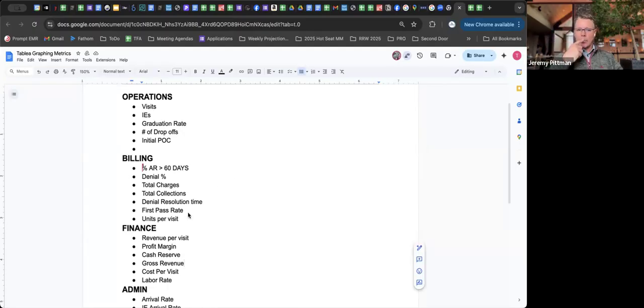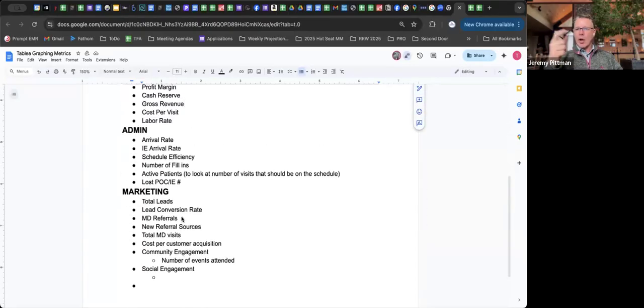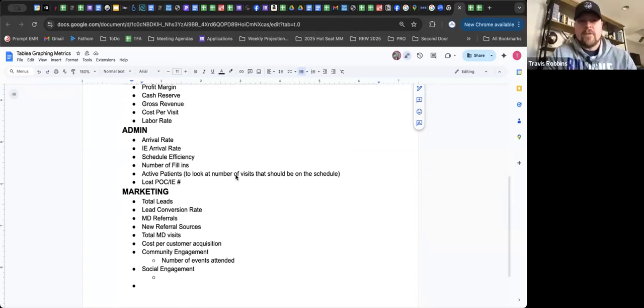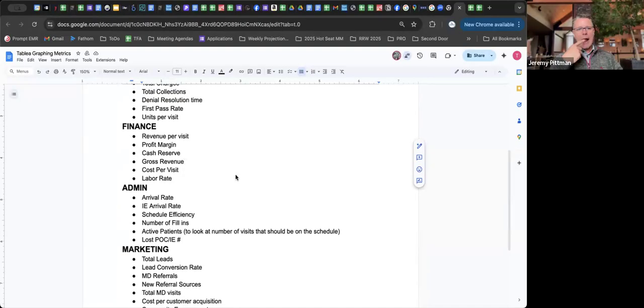dashboard. So that could be an operation stat, which typically is what the clinic directors are looking at, and it's really easy to pull. But if I can get that automatically from my billing team, then I can look at it. Where'd you put revenue per visit? Revenue is in finance. Finance.